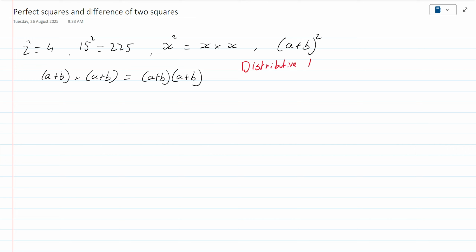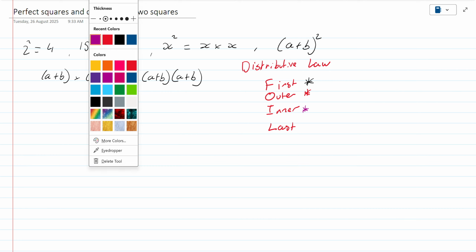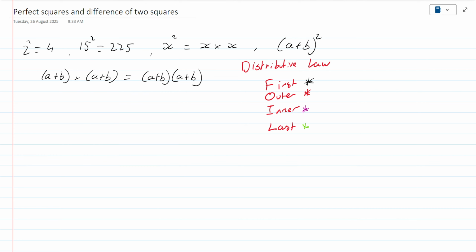And the method we use for the distributive law, I like to use the acronym FOIL. So that stands for first, outer, inner, and last. And I'm going to color code each of these steps, so that's easier for you to follow along. So the first one is first. So the first terms in each of the brackets are going to multiply each other.